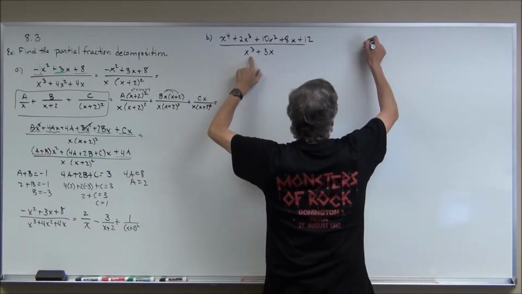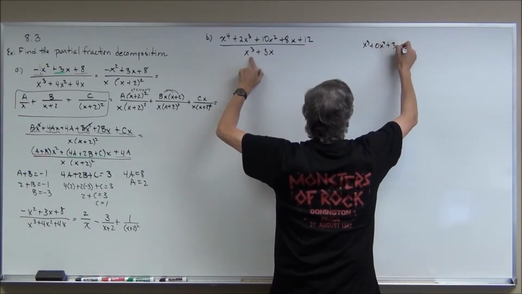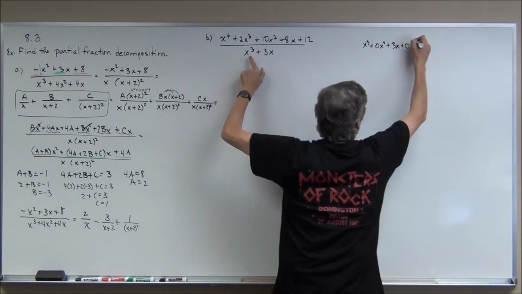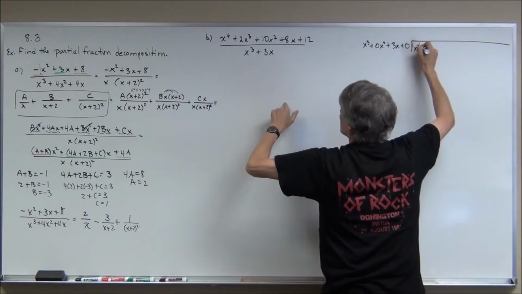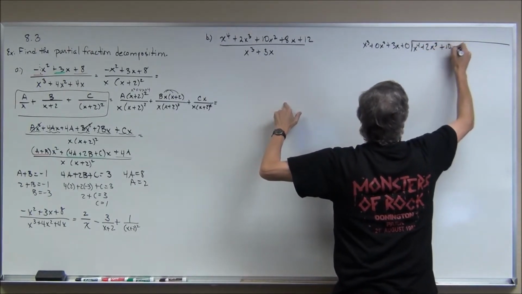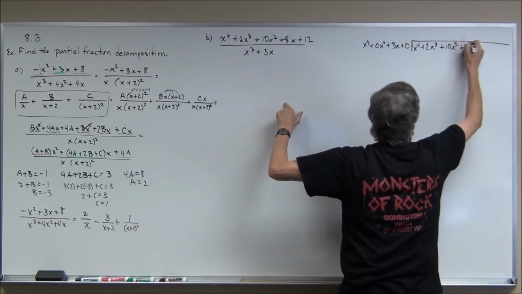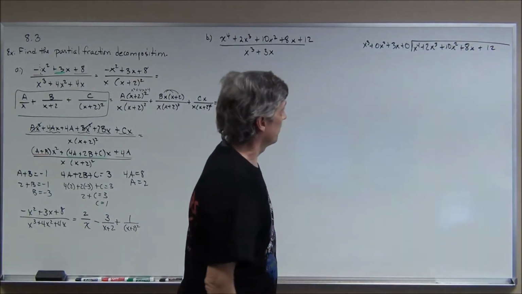This is x to the third plus 0x squared plus 3x plus 0 dividing into this numerator, which is x to the fourth plus 2x to the third plus 10x to the second plus 8x plus 12. At least they're nice and neat and all a bunch of plus signs.